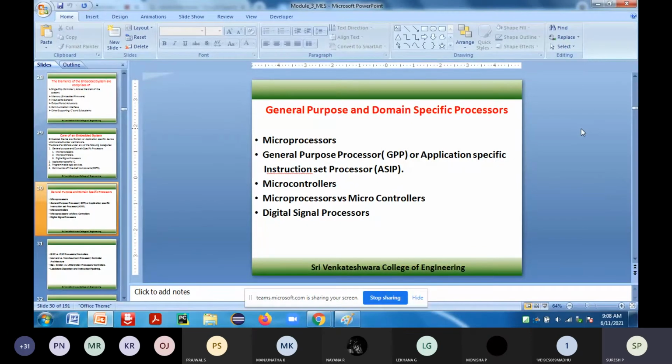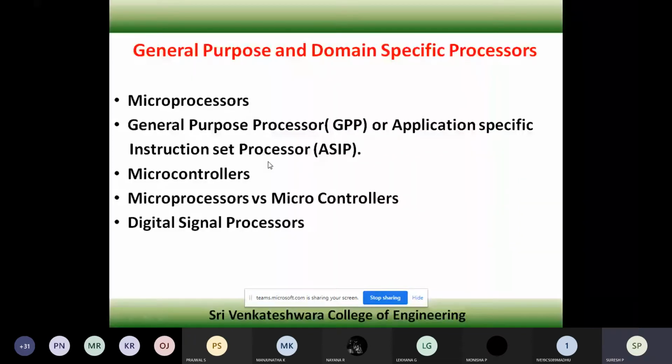instruction set processors. That will be ASIP. GPP stands for general purpose processor. ASIP stands for application specific instruction set processor. As the name indicates, application specific instruction set processor, this particular processor is going to work with respect to a particular application. Okay. So next we are going to have the microcontrollers.